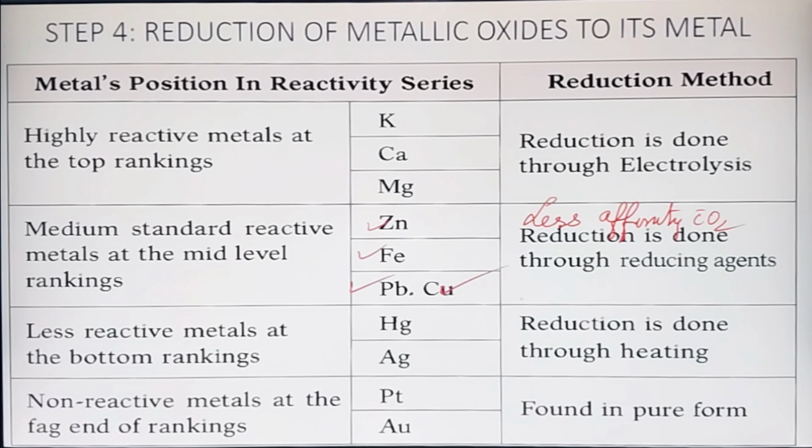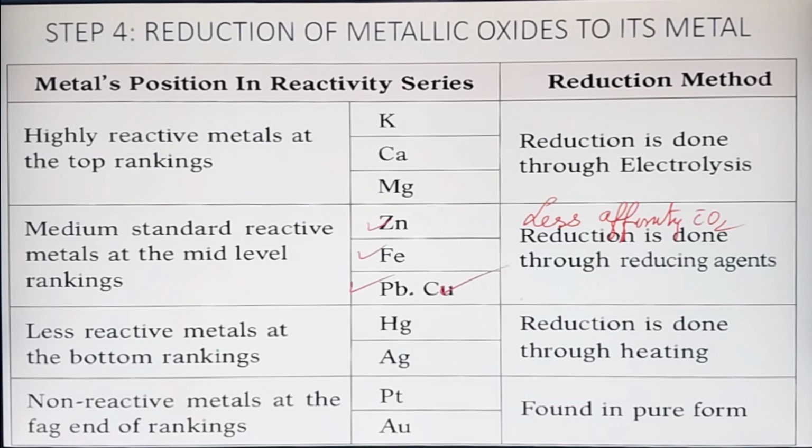So what kind of agents will I be using here? Reducing agents. And which are the three reducing agents I just told you? Carbon, carbon monoxide and hydrogen. This carbon can also be called coke. So which are the three reducing agents, children? Coke, carbon monoxide and hydrogen.